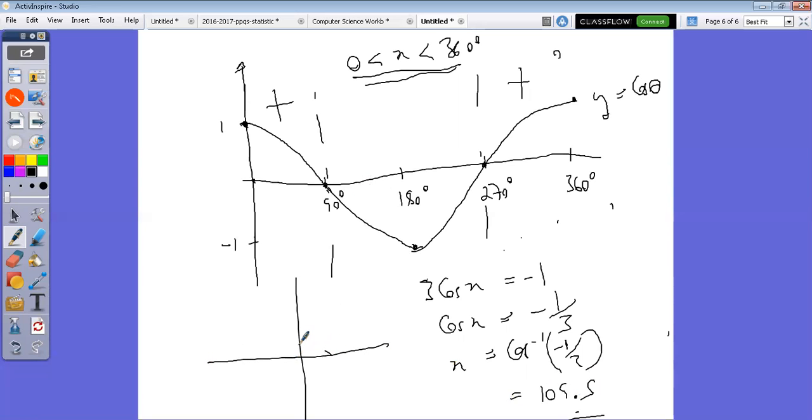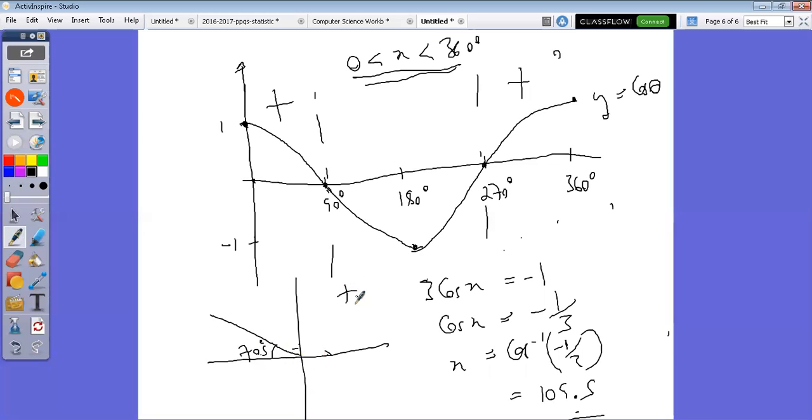Look at this. This is 90 degrees, then remember, we need to do 109.5. So it's something like this. What's 109.5 from 180? 70.5. Where else is cosine negative?